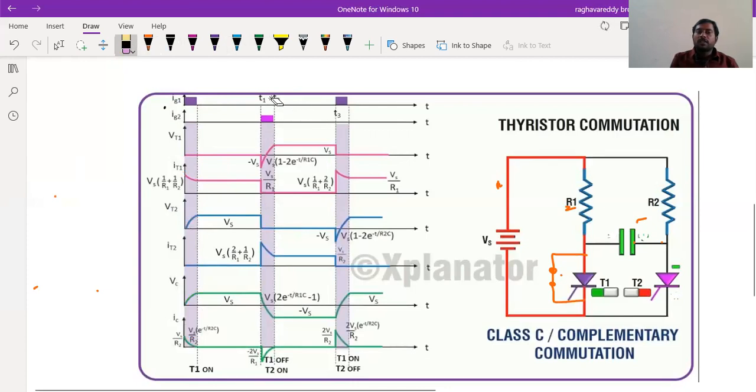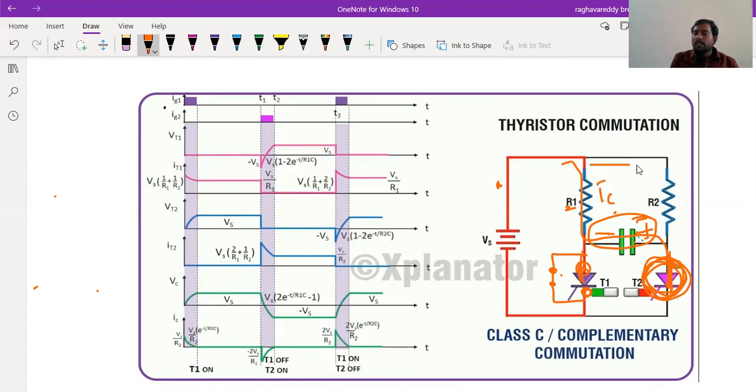Now let us look at after t1. After t1 is when the gate pulse is given to the thyristor T2. What will happen if the gate pulse is given to the thyristor T2? It will be short circuited, and because of this reverse supply, T1 will be open circuited, so the current passes in this direction. This is the capacitor current ic, and another path i2 flows. Total current will be ic plus i2. The capacitor current vanishes after a certain duration.